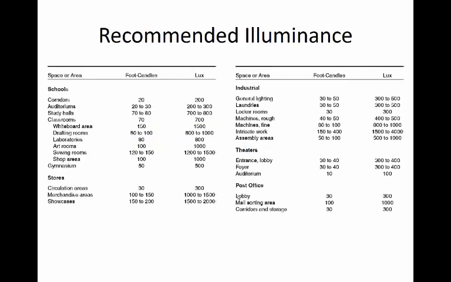So here we can see several different spaces. On the left-hand side, the first category, we have schools, then stores. On the right, industrial, theaters, and then post offices. And you can see the recommended level of foot candles for each of these types of areas where we would be doing different types of work. Okay?